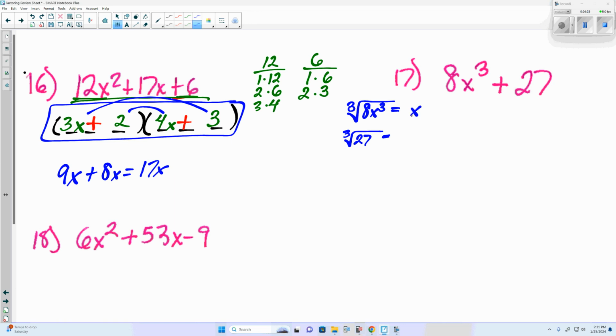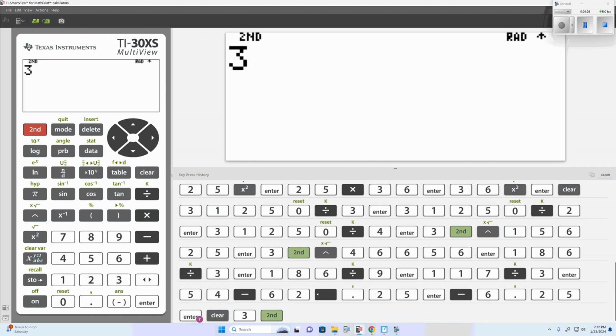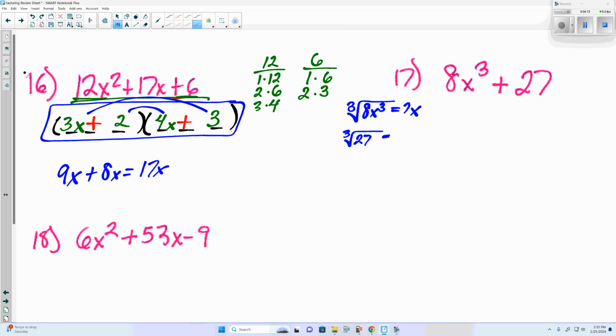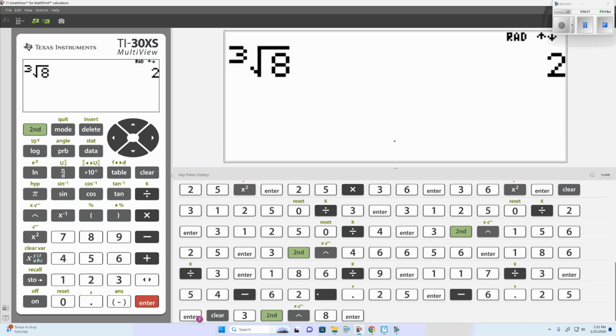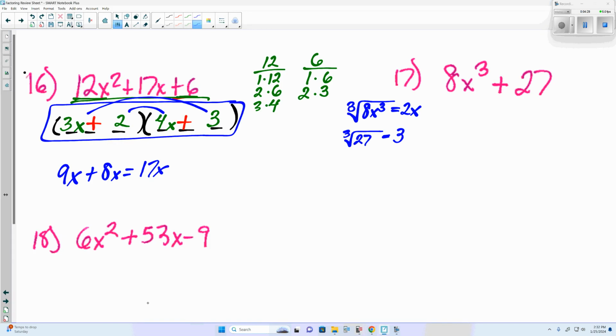Now our cube root of x to the third is x. Now we can calculate the cube root of 8, which is 2. So the cube root of 8x cubed is 2x. The cube root of 27 is 3, and we can do that in the calculator. So that does tell us that this is a sum of two cubes. Parentheses with 3 spaces, parentheses with 5.